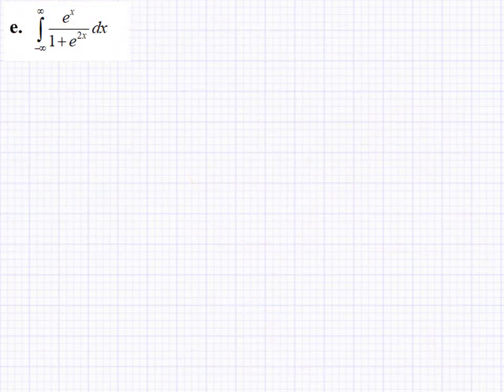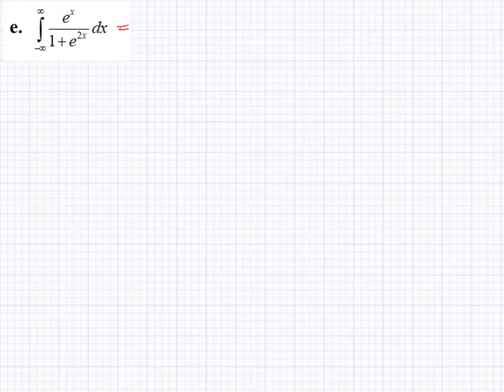All right, so here we got one where both limits of integration are infinite. Notice that this function right here is continuous everywhere. It's a fraction. The denominator of this fraction will never equal 0, because this piece will never equal negative 1, and therefore you'll never get 0 in the denominator. So if it's continuous everywhere, what we can do is we can split this interval any place we want.